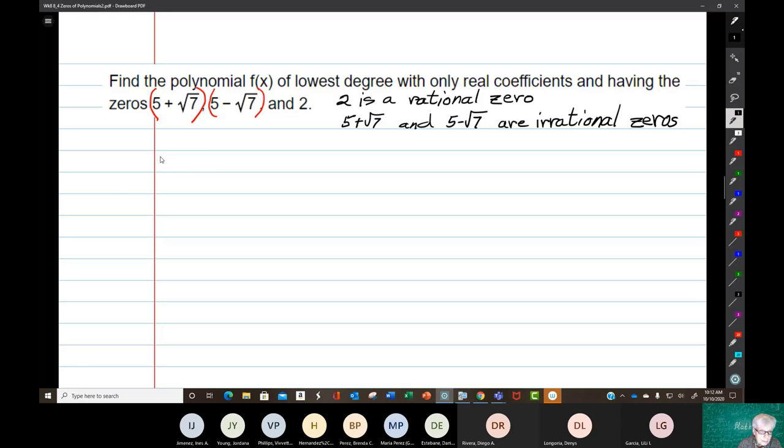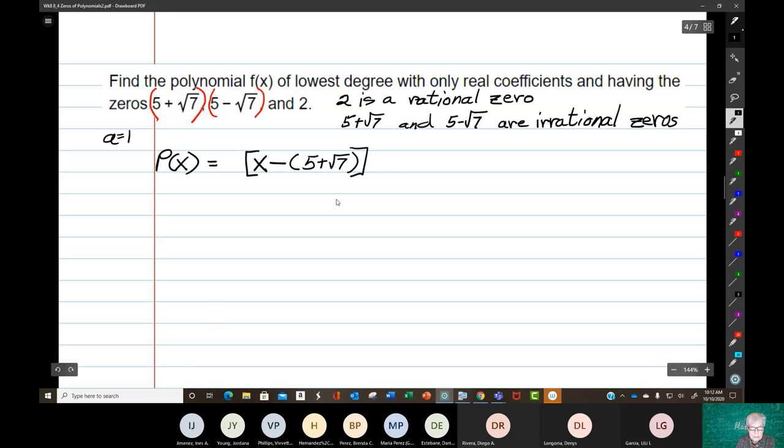All right, so here we go. We're going to build a P of X with this. A equals one, so it will be invisible. X minus, all right. It really is going to be better for me to use brackets. It's not wrong if you just use parentheses, but it's messier. 5 plus the square root of 7. Times x minus 5 minus the square root of 7. Times x minus 2.